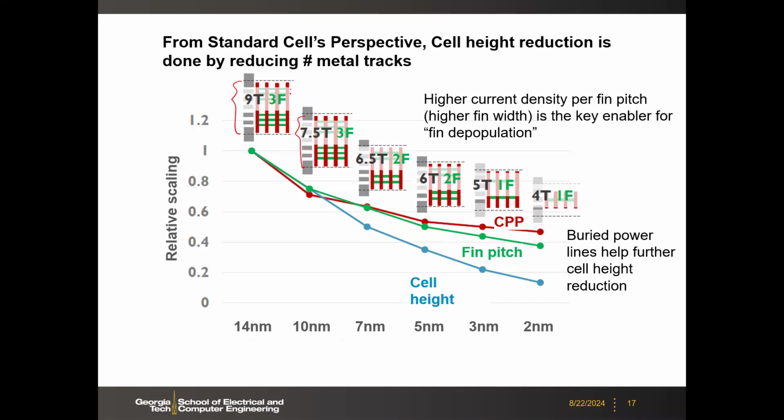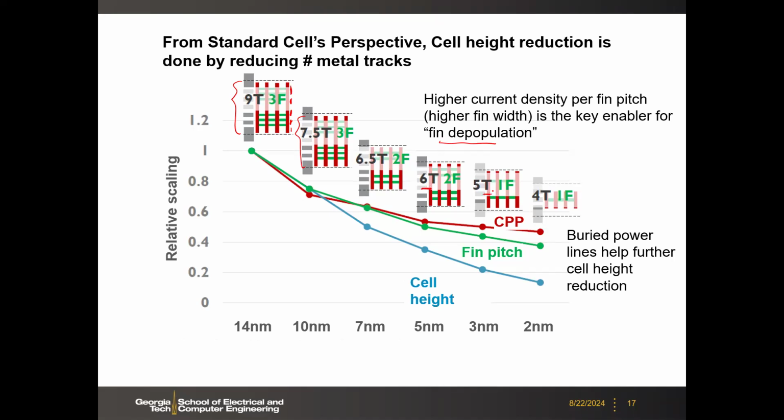So here M1 pitch is only this, but how many metal one tracks you may use for one standard cell? Let's say for one inverter or one NAND gate, NOR gate, how many of the metal tracks you use could be reduced as we scale down. So here the very important concept is called fin depopulation in the recent technology nodes. That's why you can enable the 6-track or even 5-track design.